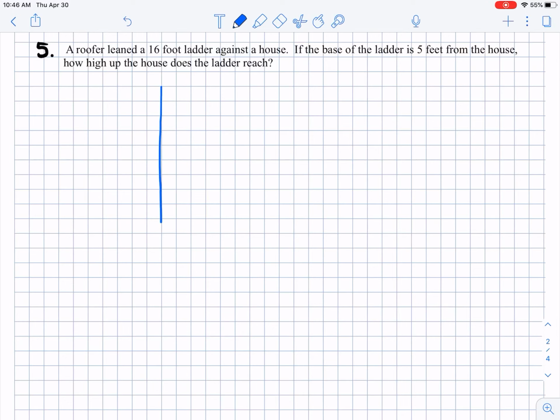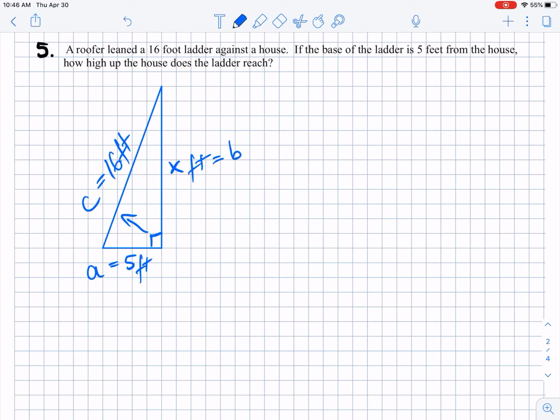So if this is the side of the house, we don't know how high that is. We're going to mark it with X. Let's say that this is the base. This is given to be 5 feet. And then this is my ladder. It goes up 16 feet. So now we're going to try to find x. So this is my 90-degree angle. This is my hypotenuse. This is one of the legs, and this is the other leg.